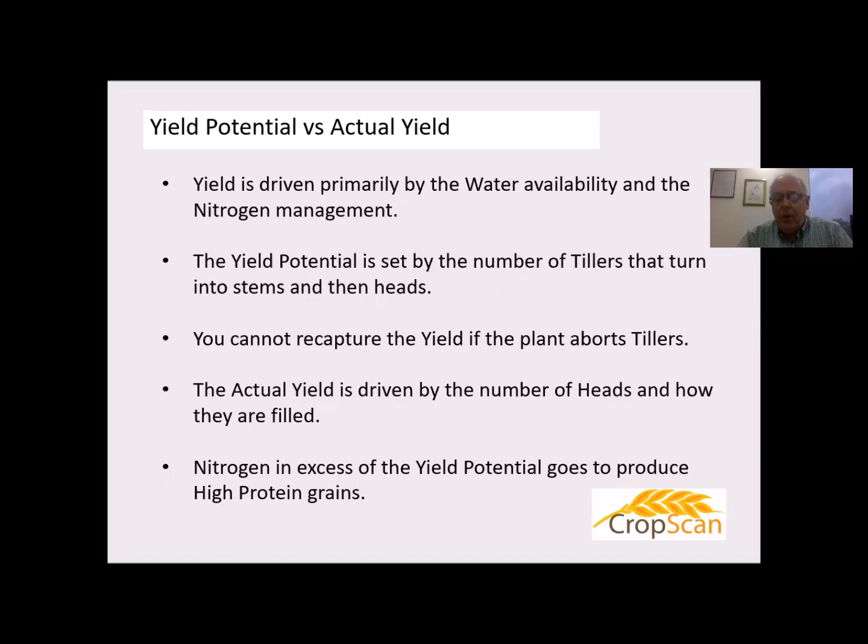The actual yield is driven more by the number of heads and how they are filled. As I said before, if at the end of the process there is excess nitrogen, well, that's what goes to produce high protein grains. So if you've got fewer tillers, that sets the yield lower, and you've got excess nitrogen, you end up with low yield, high protein. I'd like to just put in perspective that that's a scenario that I'm going to point out later.